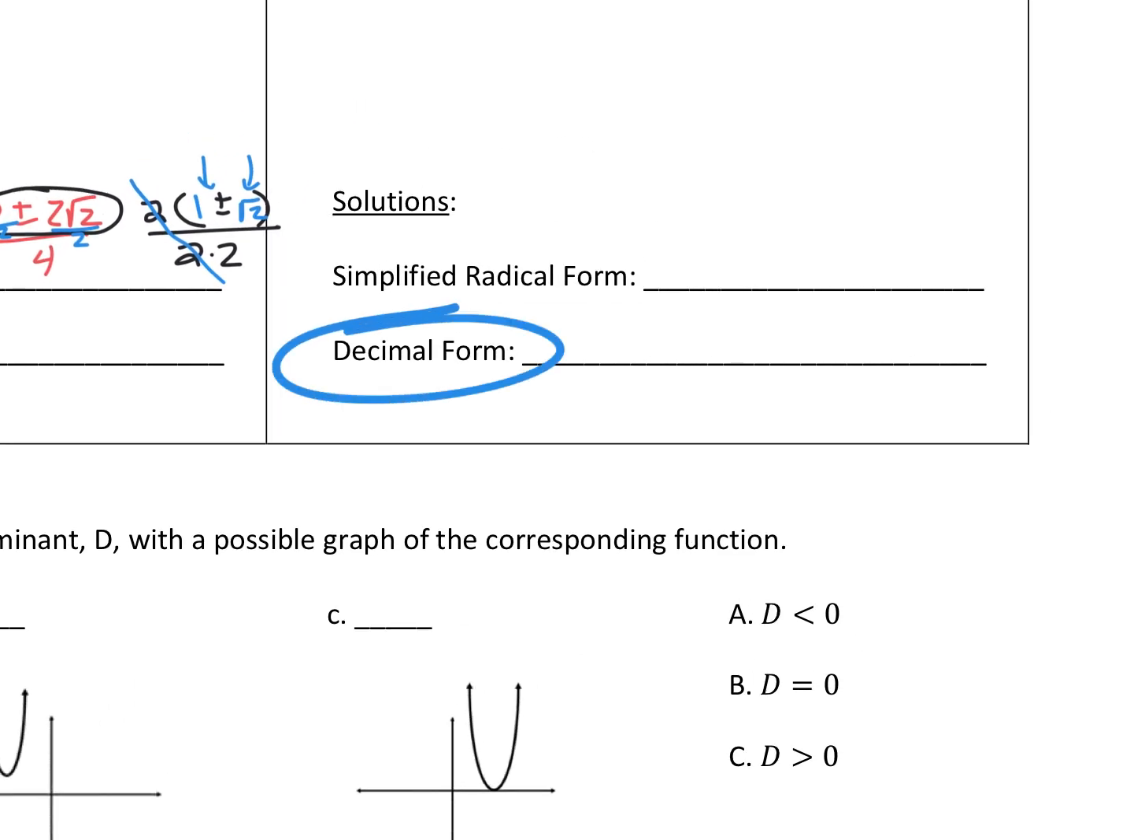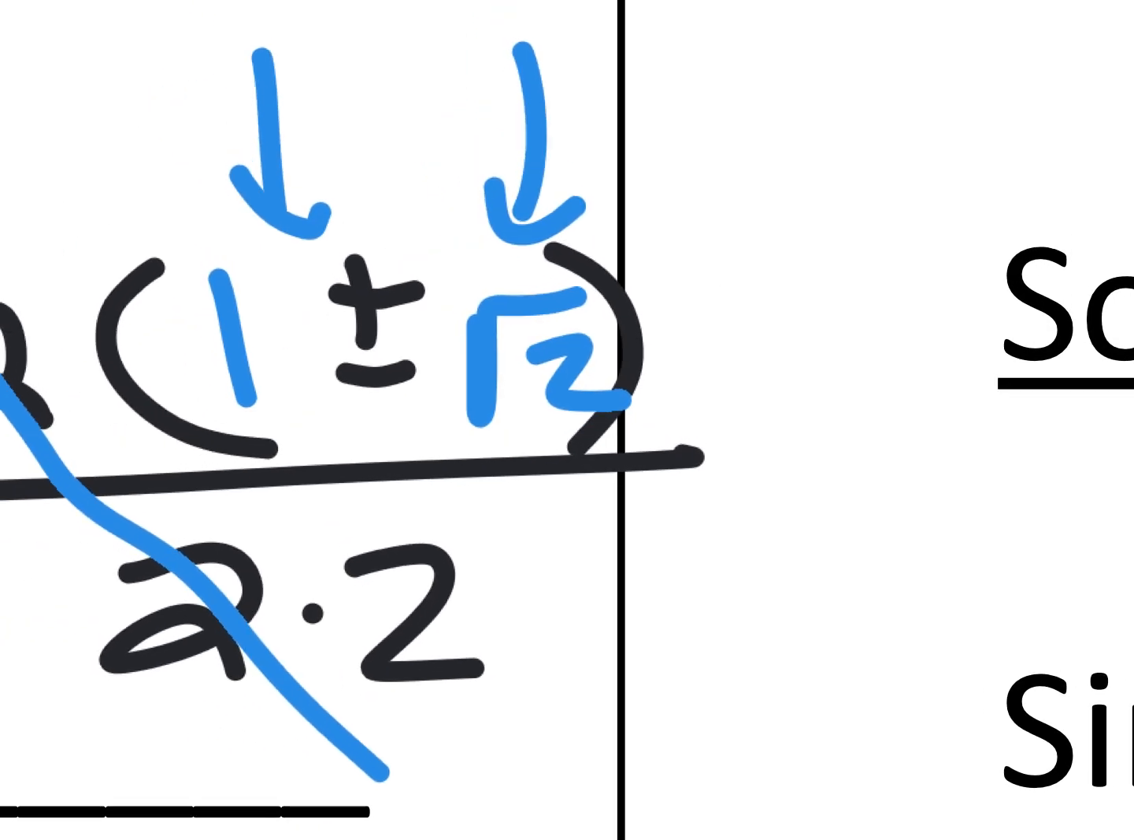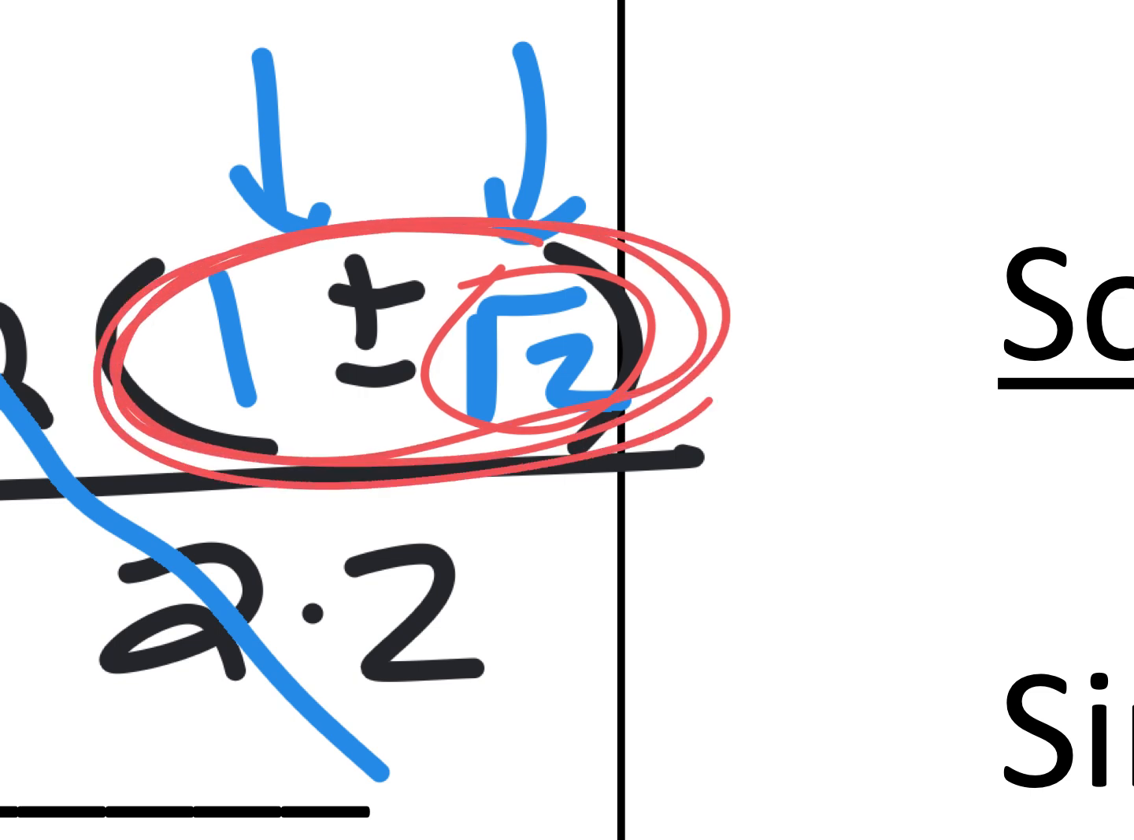What about decimal form? Well, then you just take this and you figure out what the square root of 2 is. Well, let's say it's like 1.63 or something. And then you do 1 plus that, divide by 2, and then 1 minus that, and divide by 2. Just be careful that you do the whole top and hit enter first.